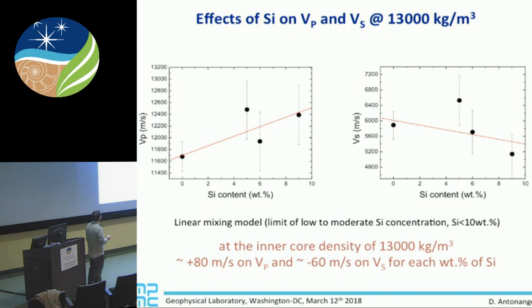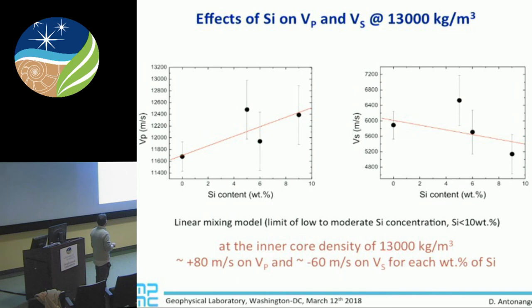Still, we can use this to extrapolate to the inner core density of 1300 at 300 K. This is obtained VP as a function of silicon content for the various data sets, and this is the shear velocity as a function of silicon content.